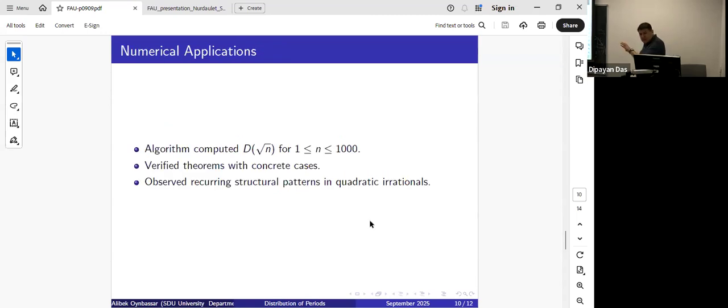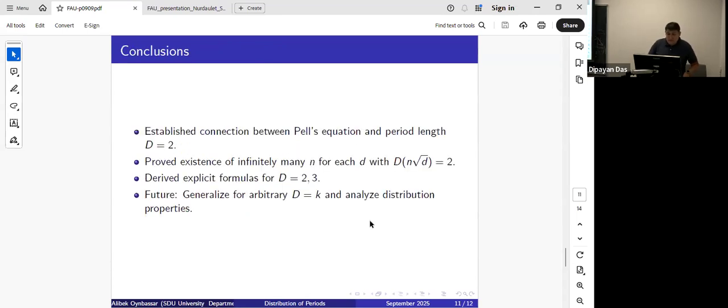So yeah, we also checked it by numerical computations. So actually, that's it. Very short explanation. What we did was establish a connection between the Pell equation and period length 2, then prove the existence of infinitely many n with period length 2, and derive explicit formulas for the length when the period is 2 and 3.